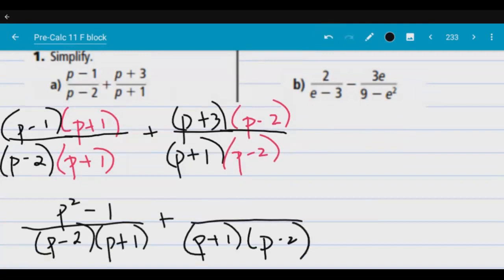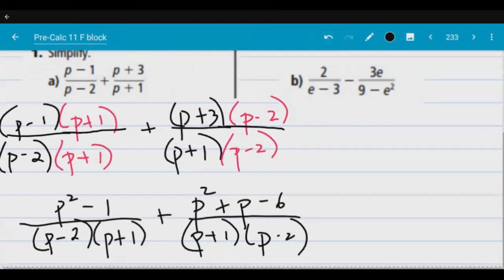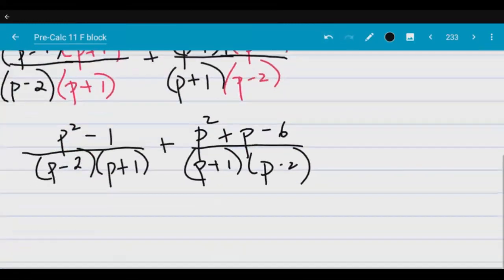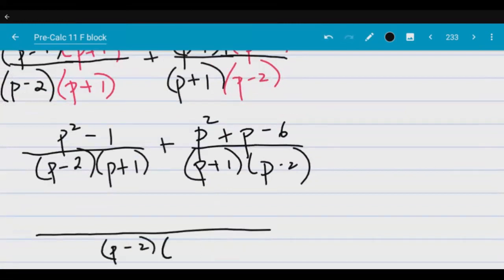So let's take a look. This one would be p times p squared. 3p minus 2p, that would be plus p. 3 times negative 2 would be negative 6. So since they have the same denominator, you can put them all together. P minus 2 times p plus 1.